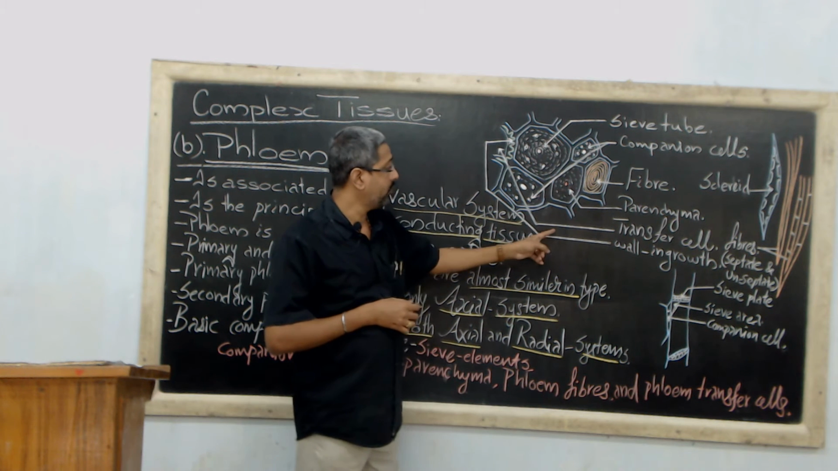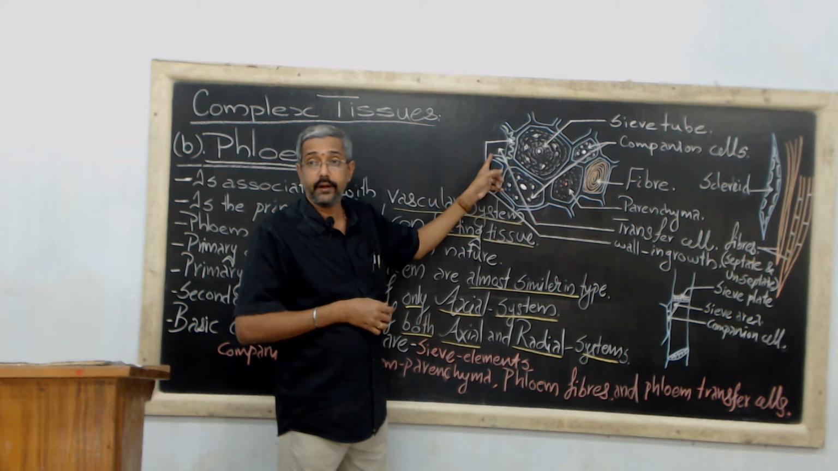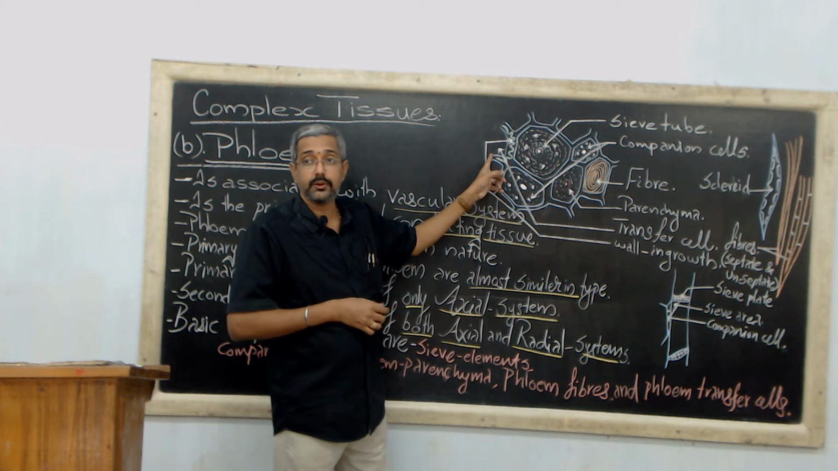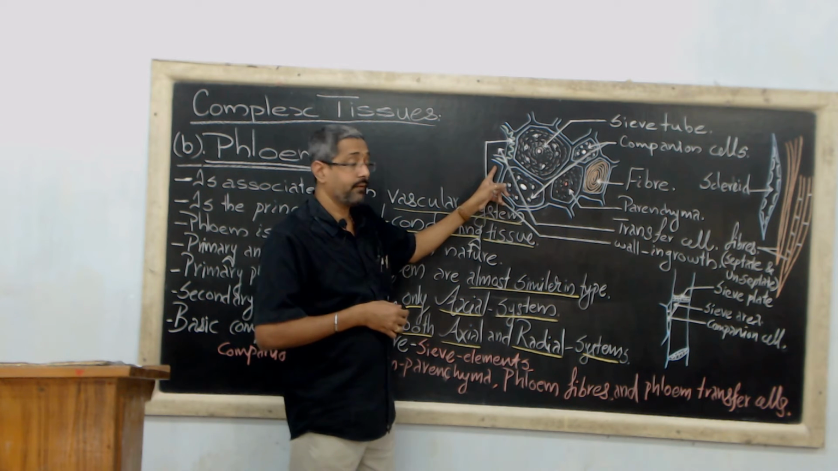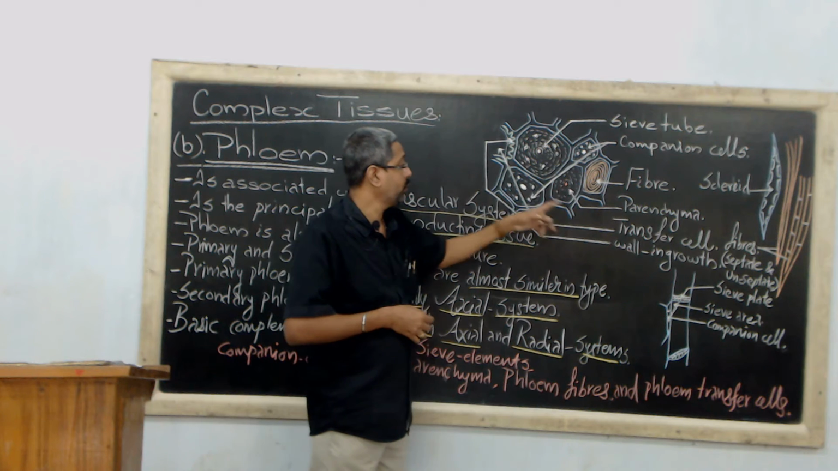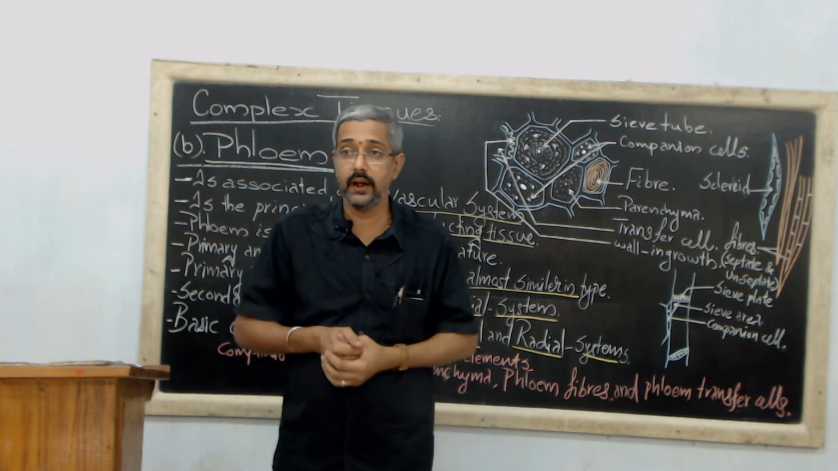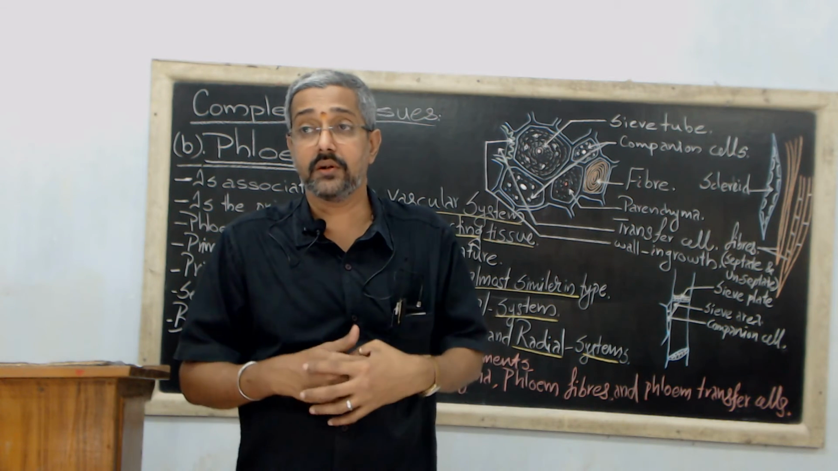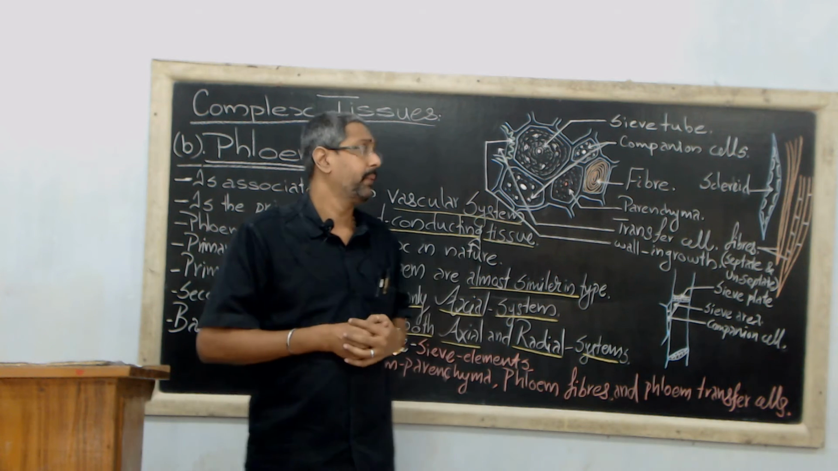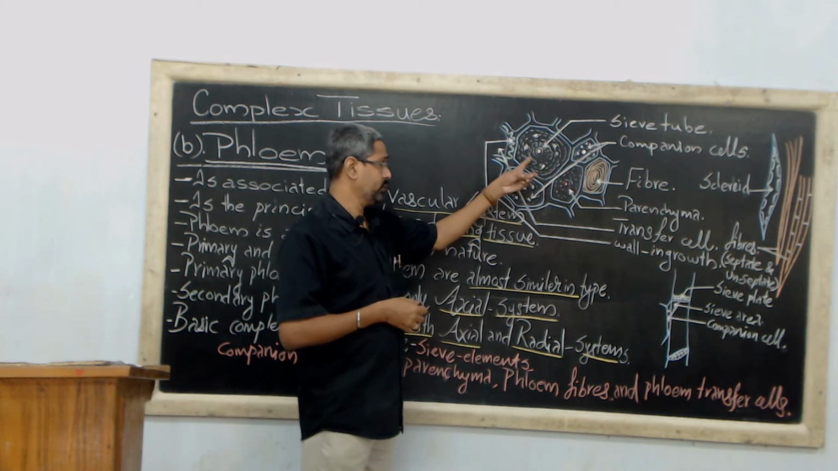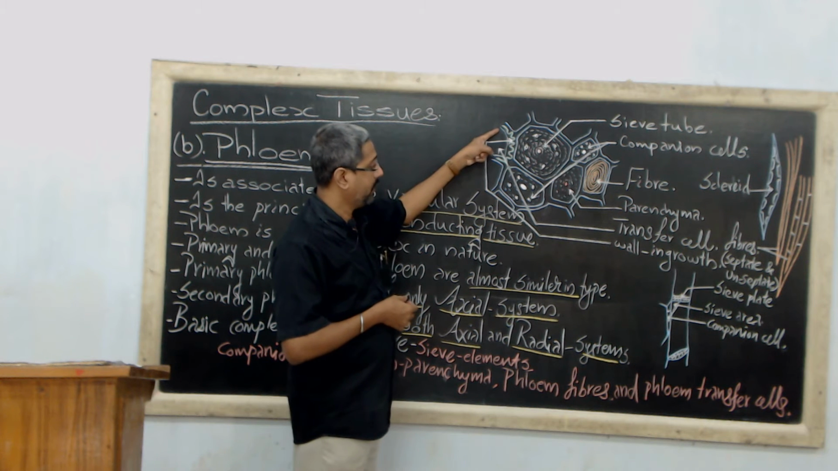And another one is the transfer cells, similar to the same function which is performed in the xylem. Here, phloem tissue or phloem elements also show the presence of transfer cells. Transfer cells are cells which help in the transfer of what? Intensive transfer of materials from the sieve tube to the neighboring cells.